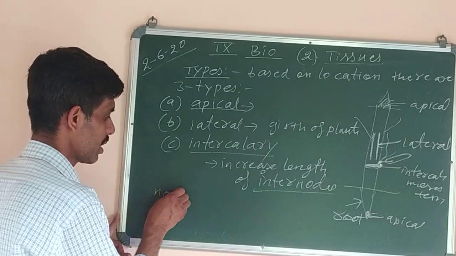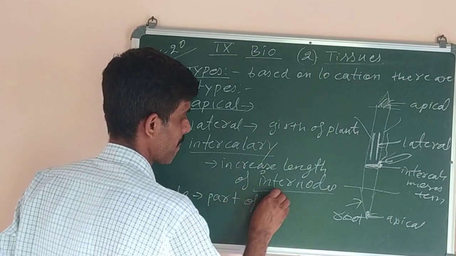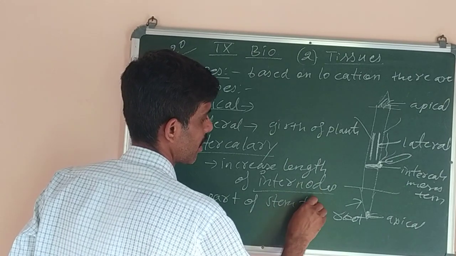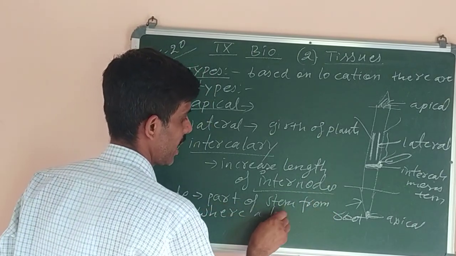So I will just write it. Node: the part of the stem from where a leaf arises.